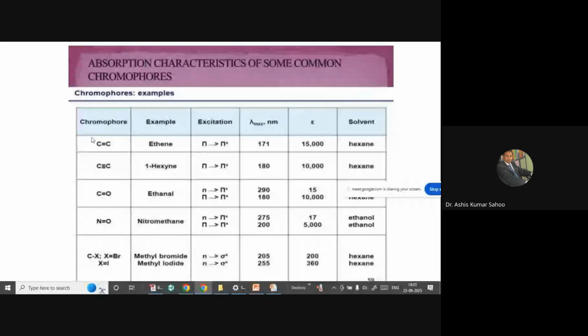So a C double bond C chromophore will be there. In the ethene molecule, the pi to pi star transition is possible, and it shows lambda max at about 170 nm. For C triple bond C, the pi to pi star transition is possible here at 180 nm. Similarly, in carbonyl compounds, n to pi star and pi to pi star transitions are possible, so we get a lambda max. These are the organic functional groups or chromophores. Here are examples of compounds. Which type of transition can we observe in this type?